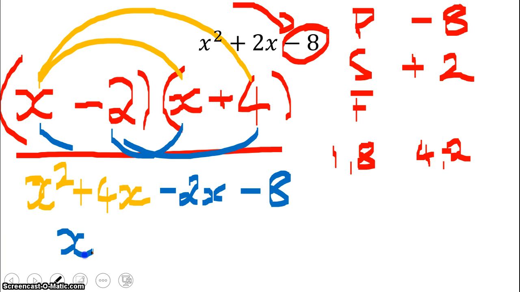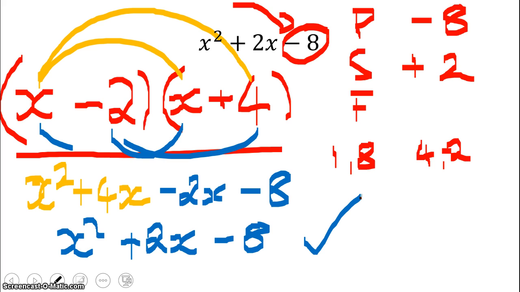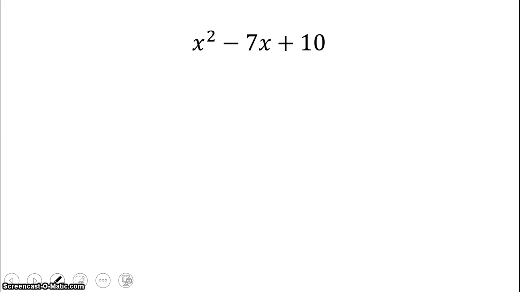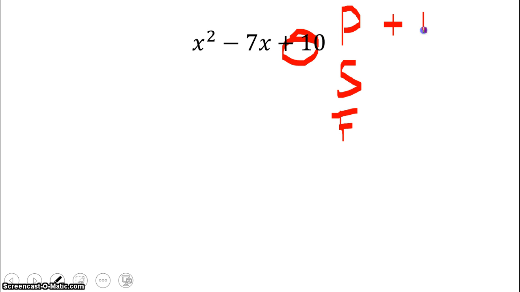We're going to end up with x squared plus 2x minus 8, which is what we've done before, so we've got the question right. This one here, we've got a slightly different case. Now, exactly the same process each time. PSF: our product term is positive 10. Our sum term is negative 7. And we need to use factors of 10 that are going to add to minus 7.